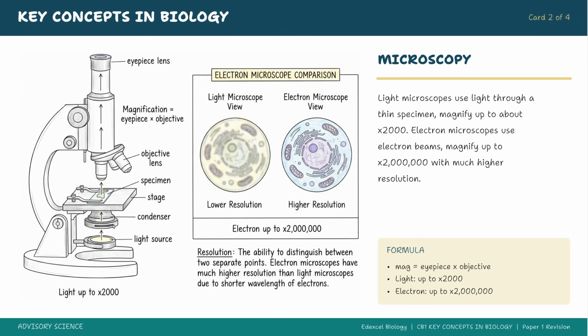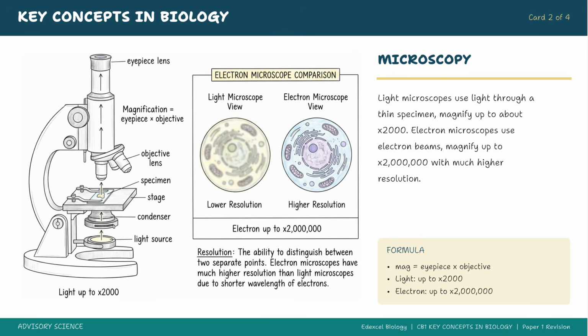So just remember that when you are doing the calculation for magnification using a microscope, there are 2 lenses, and therefore you have to think about the eyepiece lens and you multiply it by the objective lens to give you the total magnification. Light microscopes go up to about 2,000 times magnification.